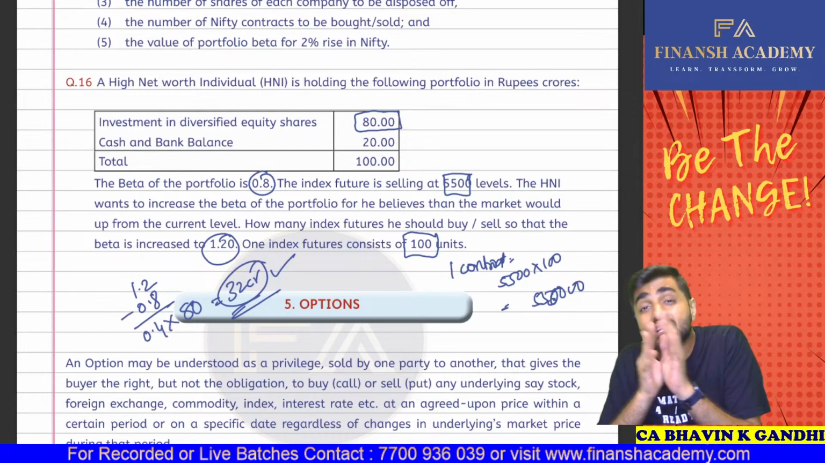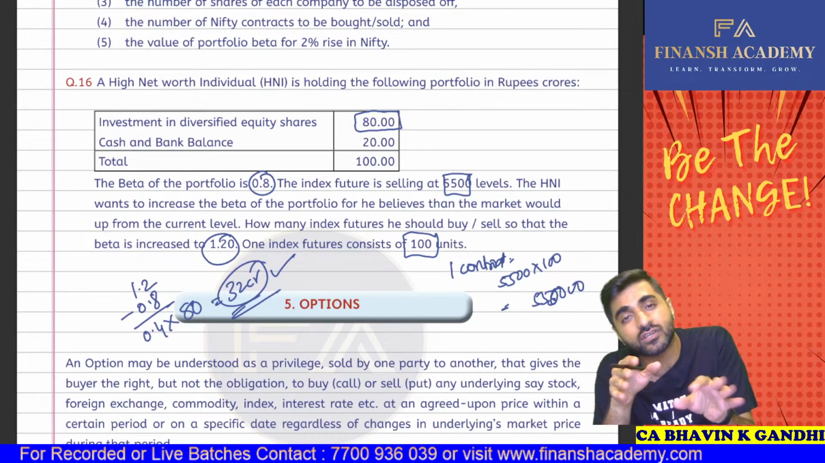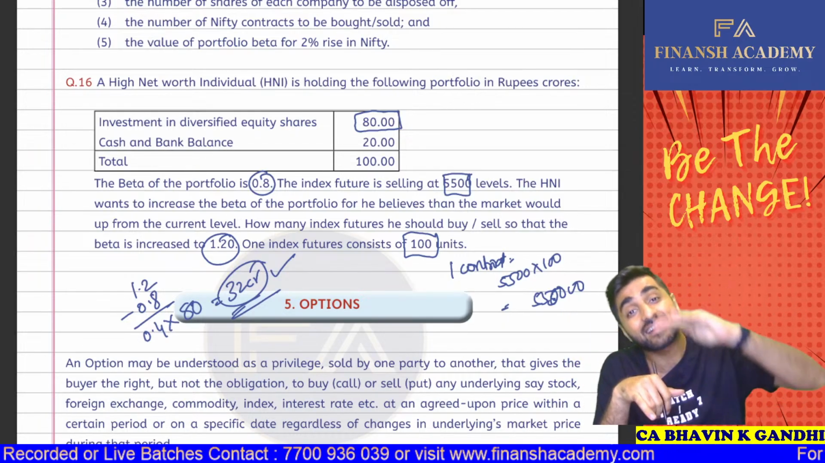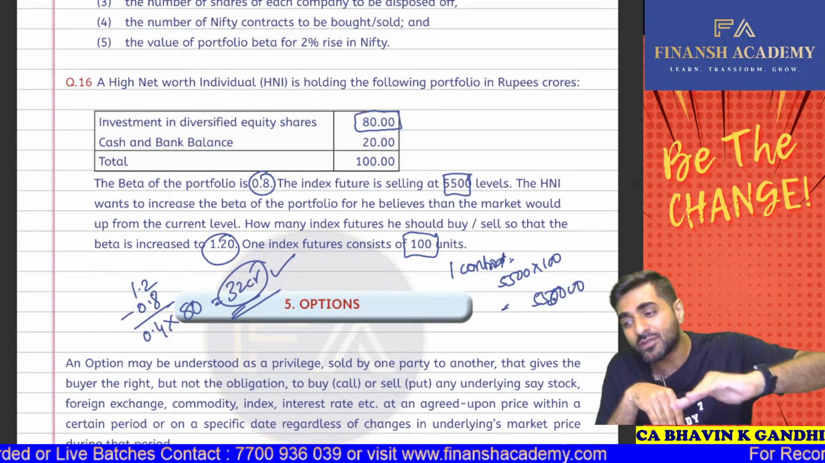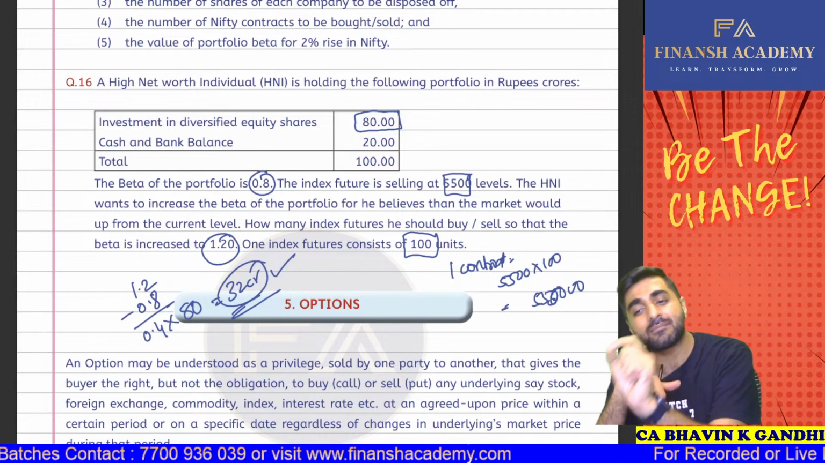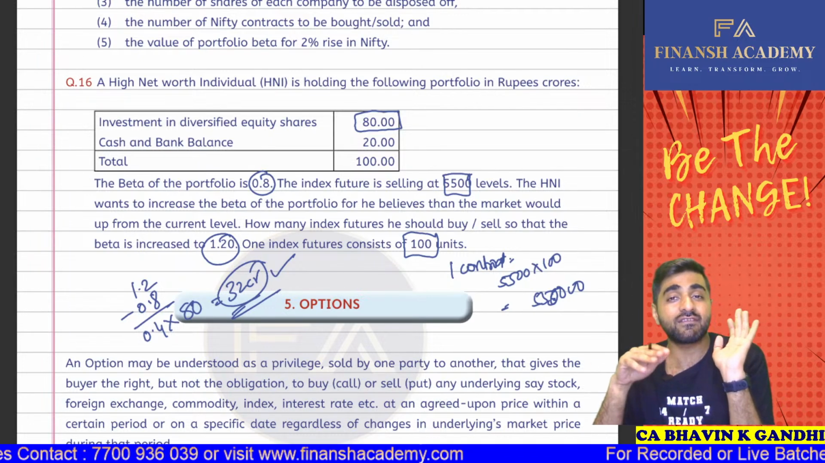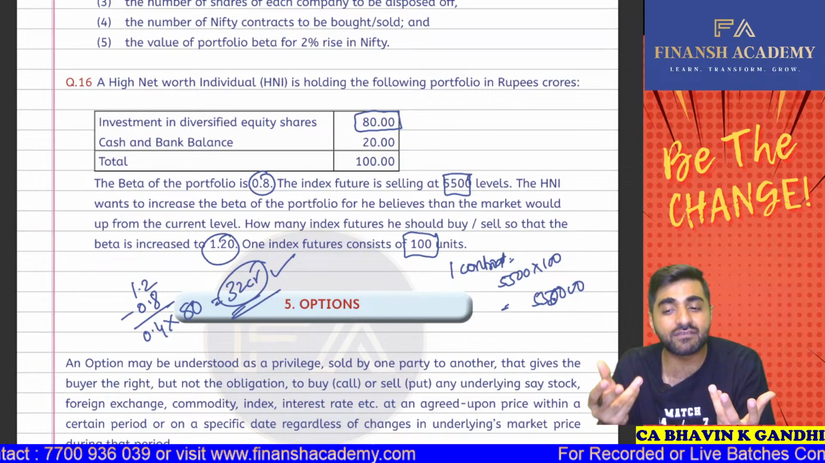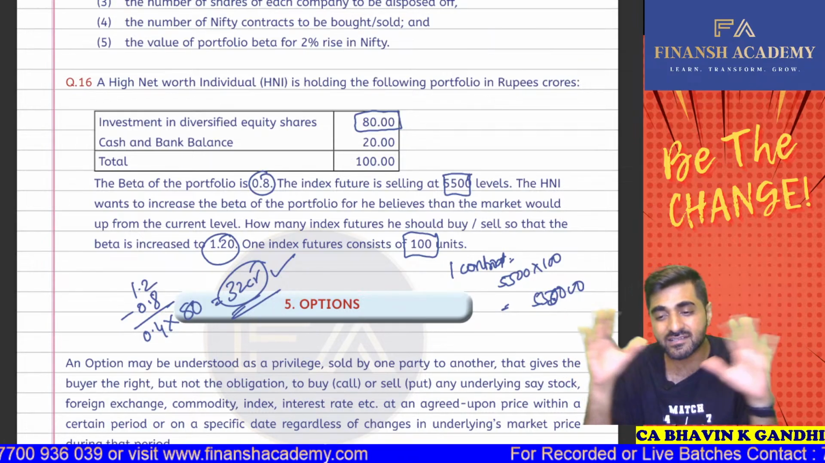So whenever there is revision in the beta of the portfolio, what is the conclusion? Take whatever is the revised beta. From that, what do you subtract? Whatever is your existing beta, then the difference you multiply by the existing value of the investment. So you'll come to know the value of the Nifty contracts you have to trade in. Okay, so that is the conclusion.